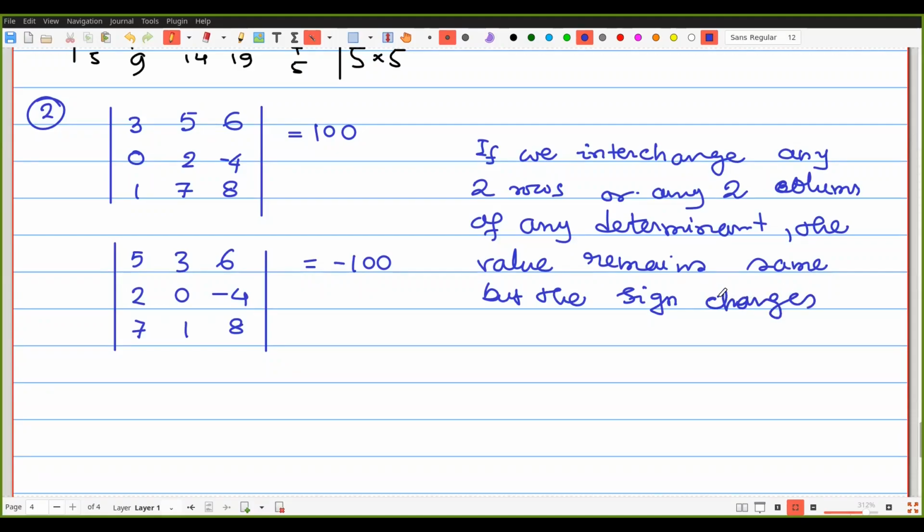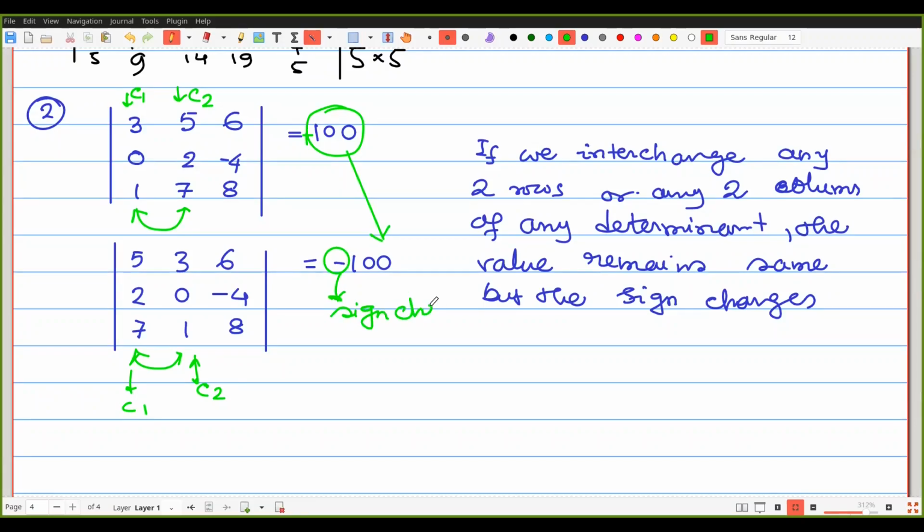Okay, suppose the very first one. Here, whatever we have done, column 1 and column 2 have been interchanged. At first that was our column 1, that one was our column 2. Now that is our column 2, that is our column 1. So the value remains the same, but the sign changes. At first that was plus, now the sign changes.